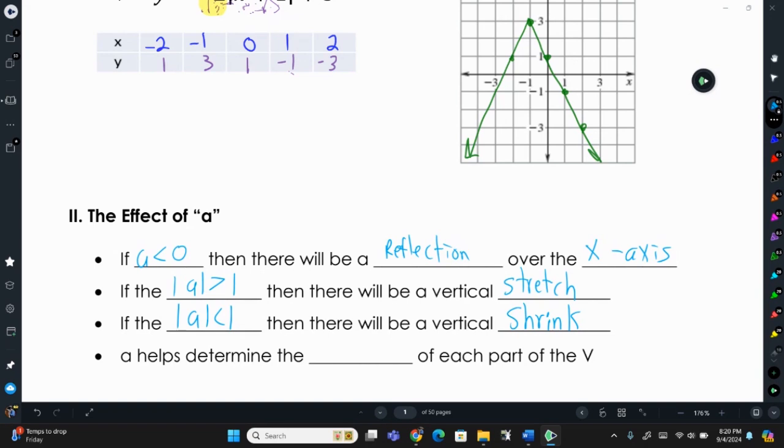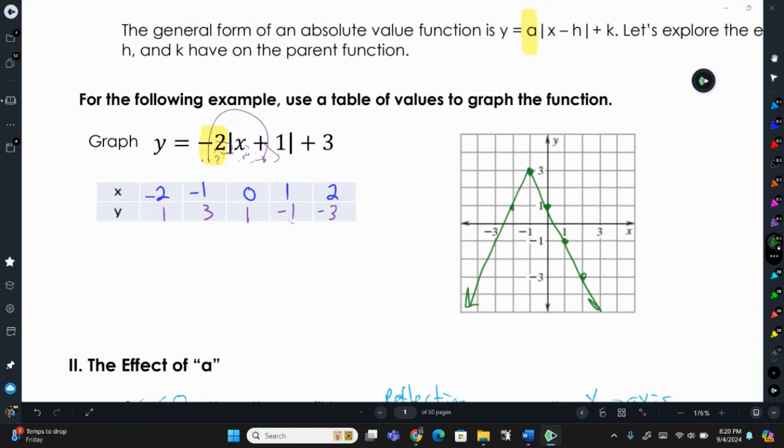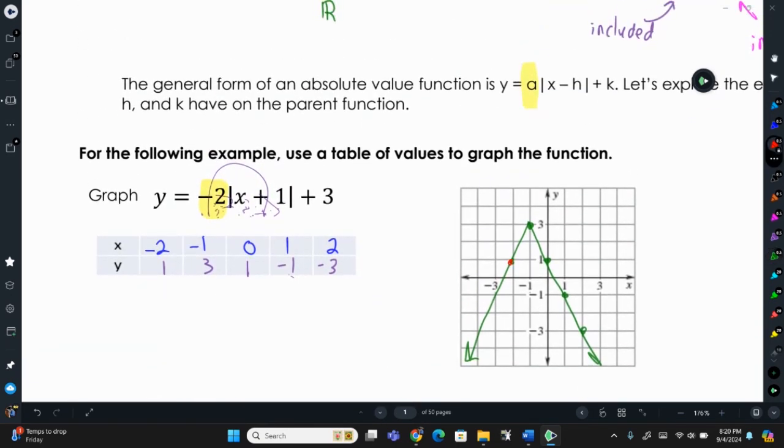Vertical shrink. And then a helps determine, I call it the slope of each part of the v. Because look at the slope of each of these lines. Up 2, right 1. And then from here, down 2 and right 1, down 2 and right 1, negative 2. So that a value helps you with the slope of our graph.